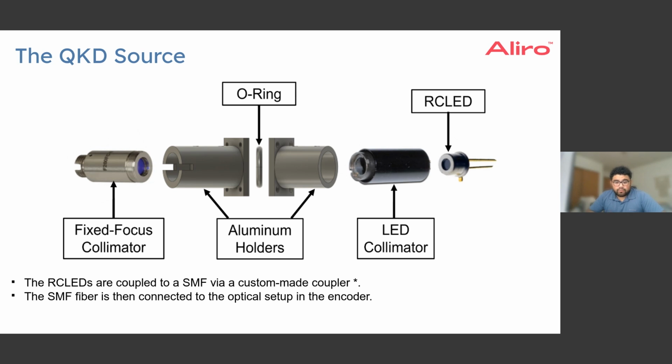To do this, we needed to essentially couple the light of the LEDs into a fiber, in this case a single mode fiber. And essentially the goal was to couple this RC LED into this fixed focus collimator that you see all the way on the left. And to do this, we made these custom aluminum holders that were separated and attached by an O-ring. By tightening and loosening the screws that attach these two aluminum holders, we can change the angle of incidence into that fixed focus collimator to maximize the light that is coupled into it, which is then attached to single mode fibers on the left side there.